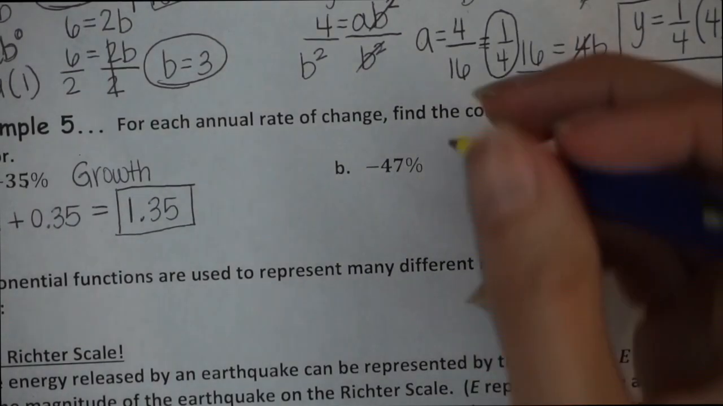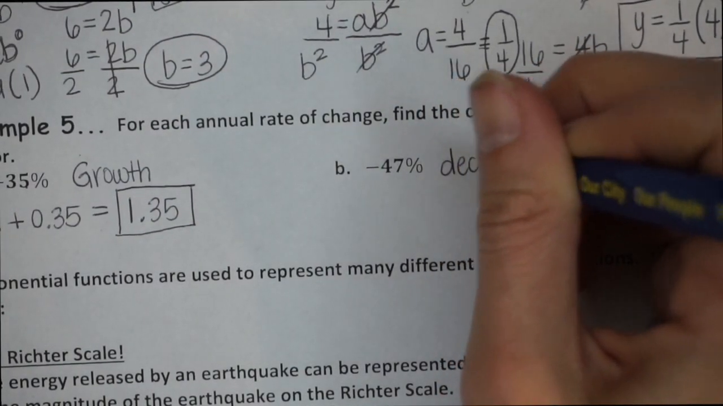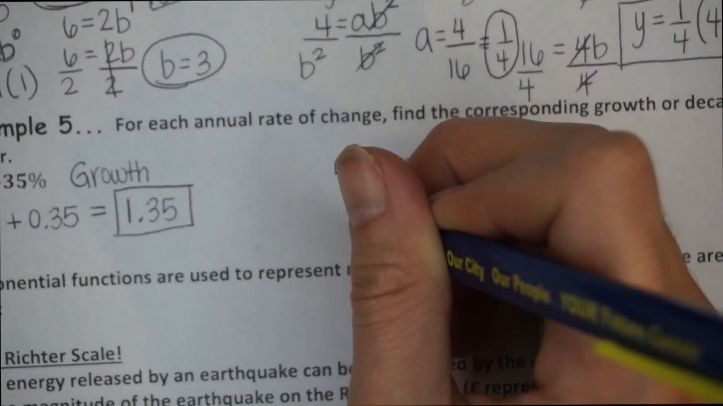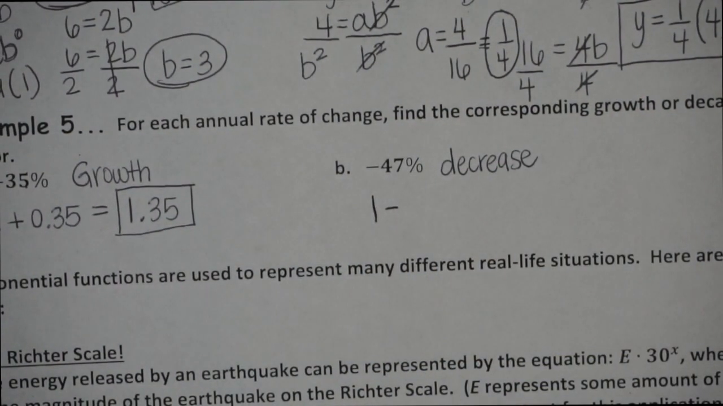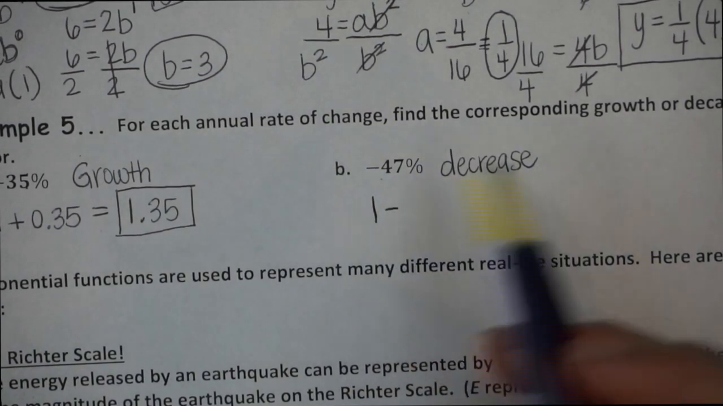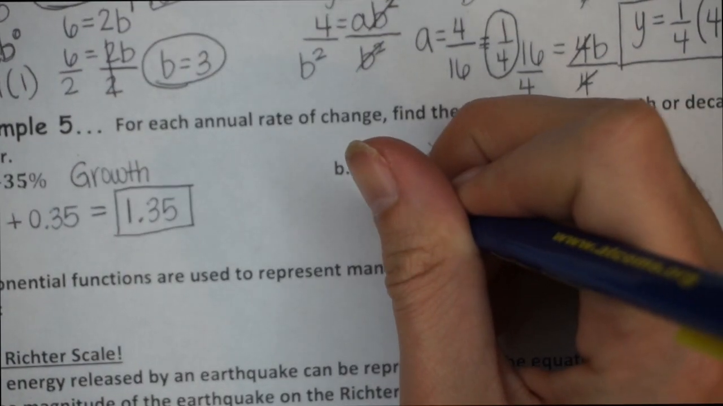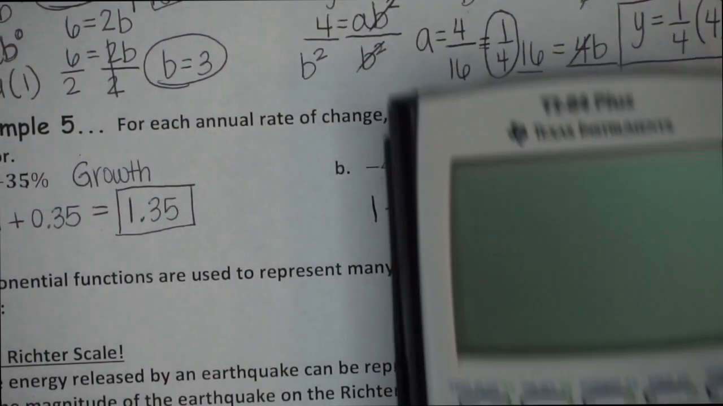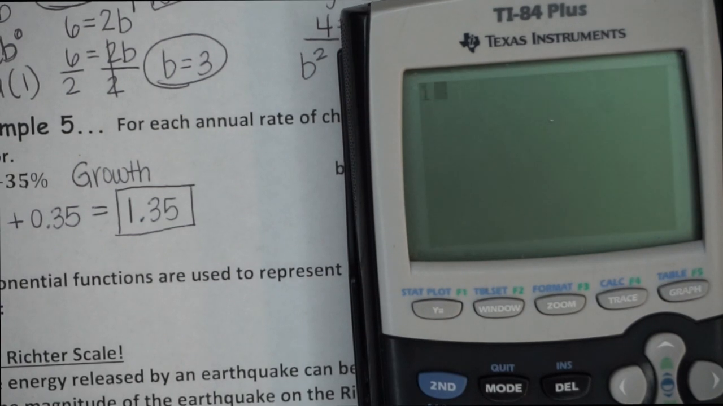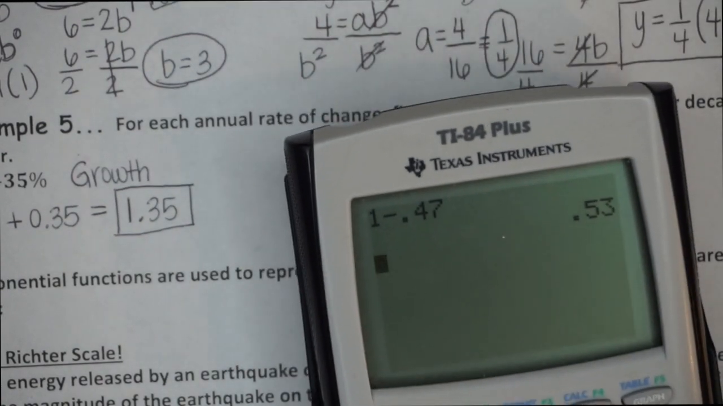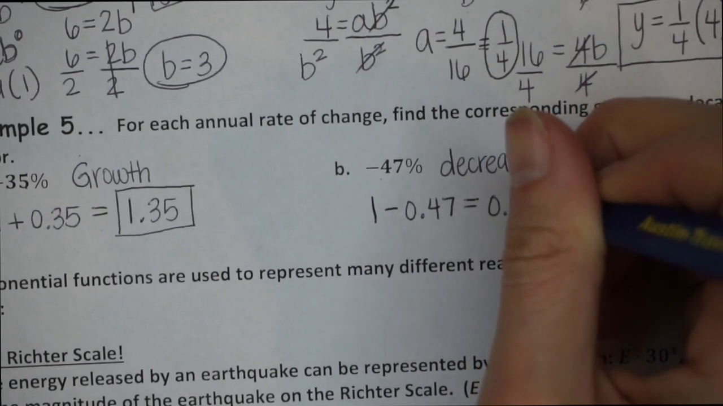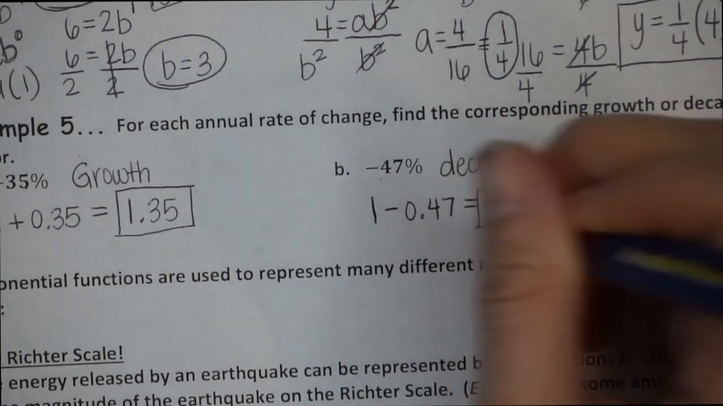For b, this is obviously a decrease. All right, so it's going to be less than 1, meaning we're going to have to do 1 minus so that we get a decimal less than 1. Now, 47% is the same thing as 0.47, so that's what we should subtract. I'm going to use my calculator: 1 minus 0.47 would leave us with a decay factor of 0.53. Final answer, moving on.